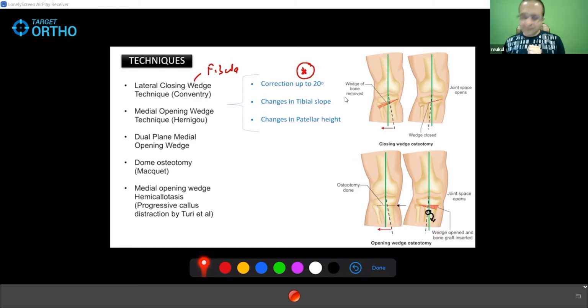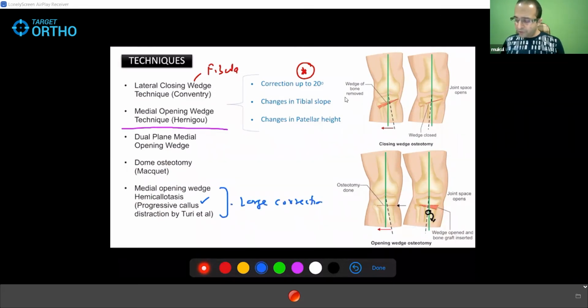Okay, so this is what pushed the need for some other techniques apart from the standard techniques. So the options that came up, one was the dual plane osteotomy, a dome osteotomy by McQuaid, and then a medial opening wedge osteotomy, but in a manner where you can lead to progressive callus distraction. So this is based on the Ilizarov principle, distraction histogenesis, where you slowly distract the medial side. So here the advantage comes large amounts of correction because you can distract to any level. So you can go far beyond 20 degrees.